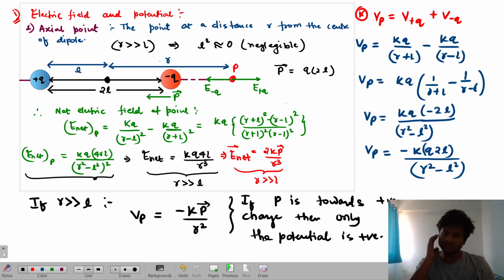So this is my electric field and potential for a dipole, for the axial point. Which kind of a point am I talking about? Axial point, isn't it? Are you able to follow these points?